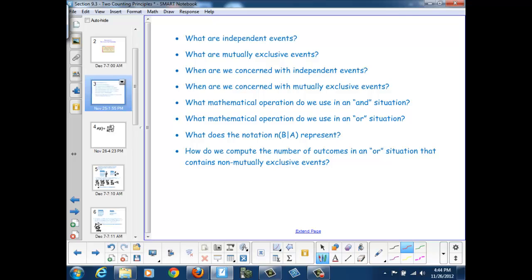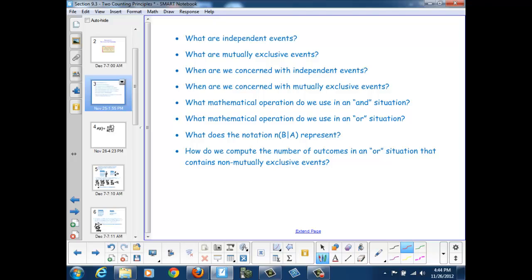When are we concerned with independent events? We're concerned with those when we're looking at an and situation. We want to know whether the second event is affected by our first event. When are we concerned with mutually exclusive events? In an or situation, where the number of total ways that two events can occur could possibly contain an overlap or double counting. What mathematical operation do we use in an and situation? Multiplication. What mathematical operation do we use in an or situation?